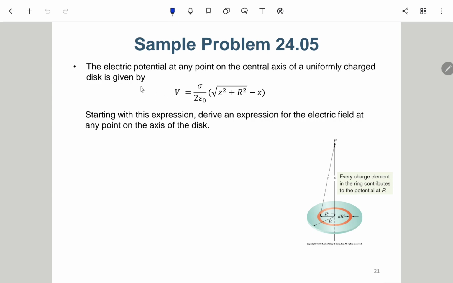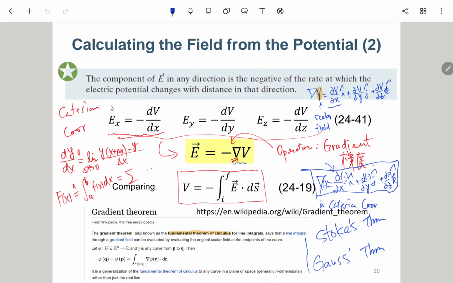Okay, so this sample problem is like this: the electric potential at any point on the central axis of a uniform charged disk is given by this. We just derived this equation two slides before, or maybe three or four slides before. Starting with this expression, derive an expression for the electric field at any point on the axis of the disk.